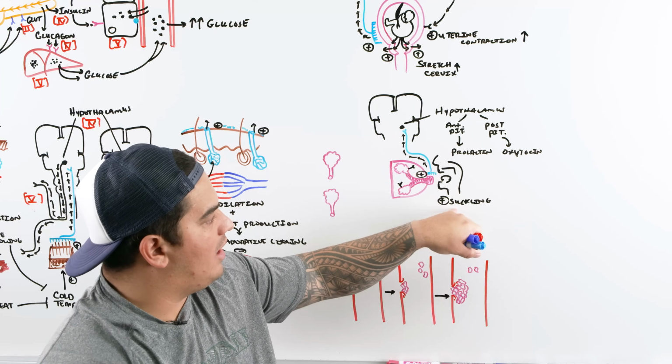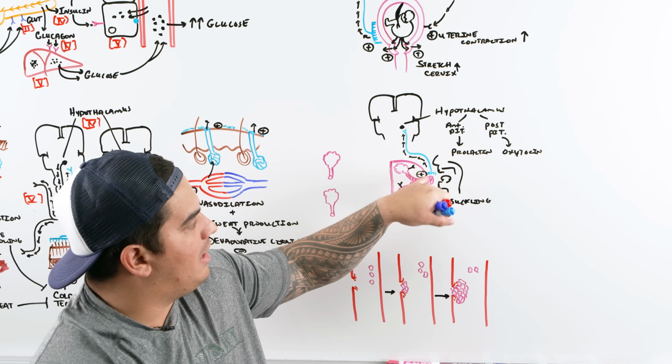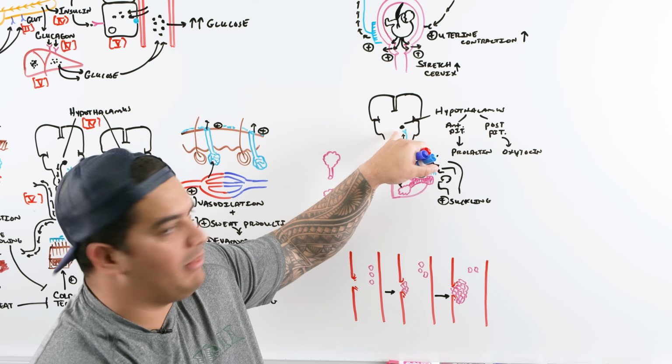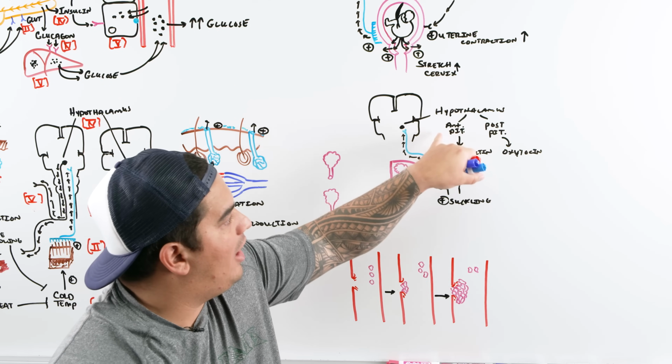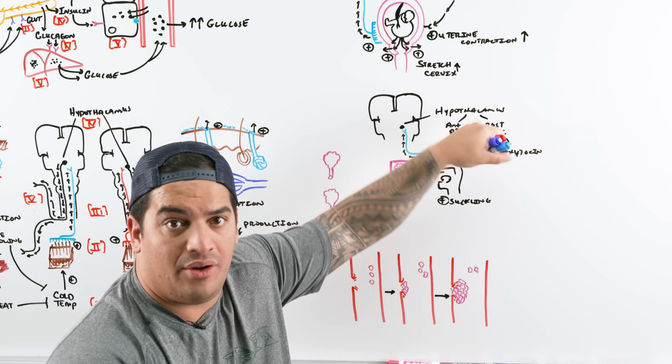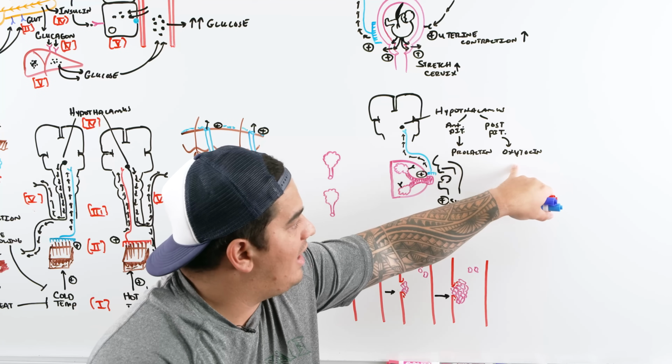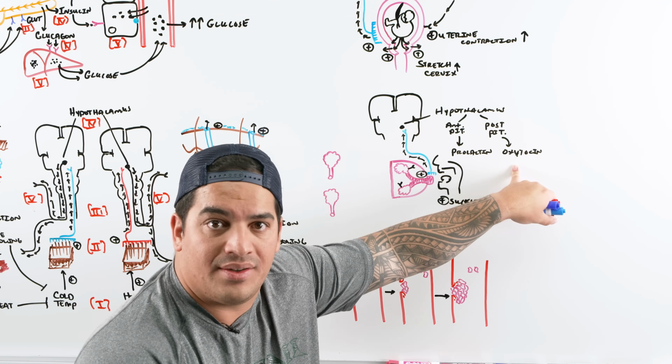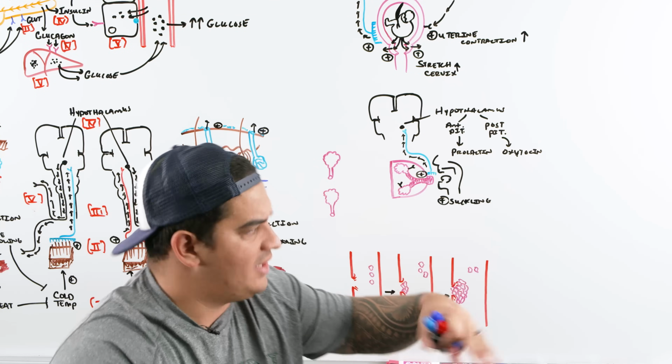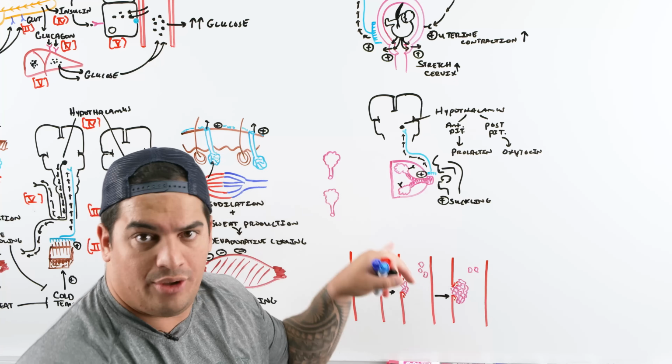So the stimulus was the suckling. The receptor was the mechanoreceptor. The nerves going to the hypothalamus is going to be the afferent signal. The hypothalamus, anterior pituitary, posterior pituitary are the control center. The prolactin and the oxytocin are going to be the efferent signal, I apologize, efferent signal. The effector will be the breast tissue.